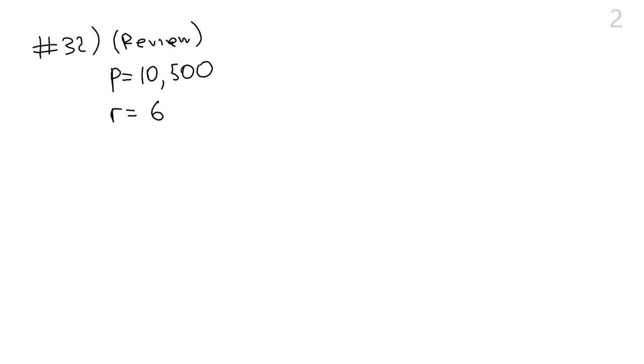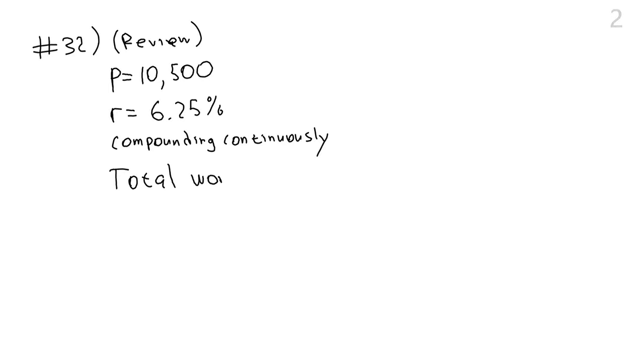Let me do another example. This is number 32 from the review, where we're asked to do the same thing, but with continuous compounding. We're told we have a principal of $10,500. We're told that the rate is 6.25%. And we're told that we are compounding continuously. When we compound continuously, we use the exponential function. And we're asked, what is the total worth of our investment in 25 years?